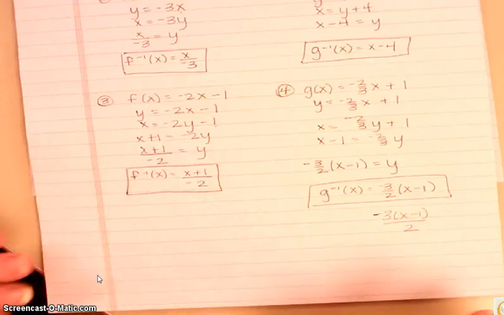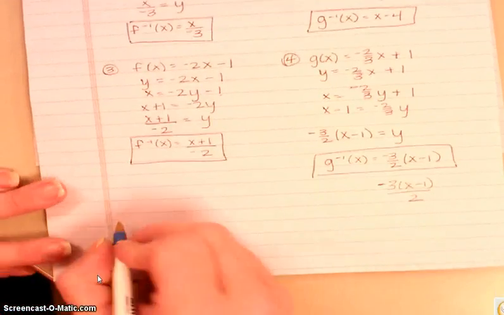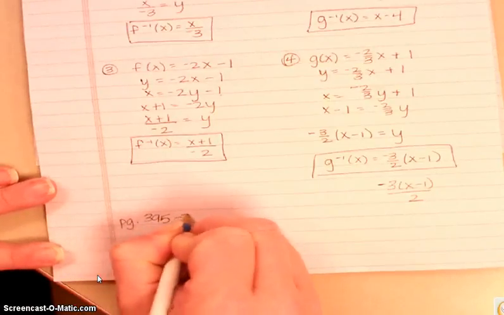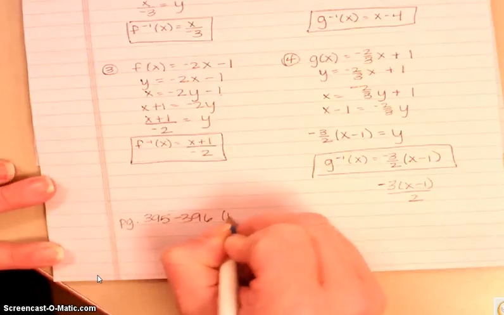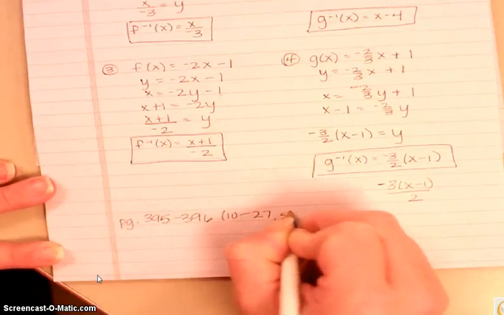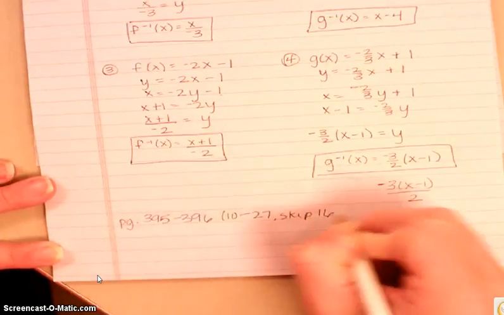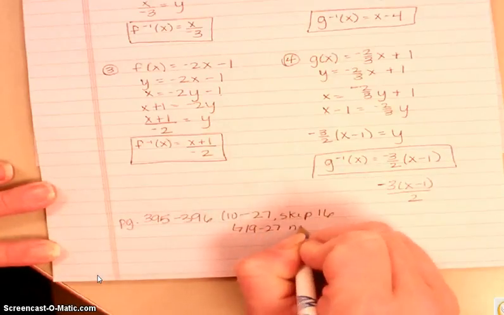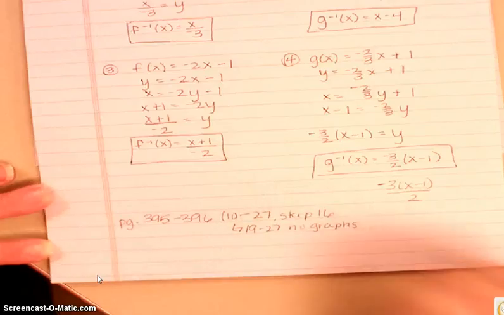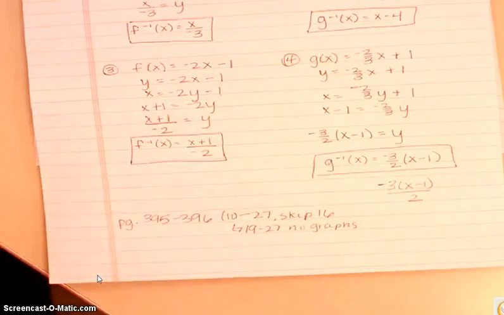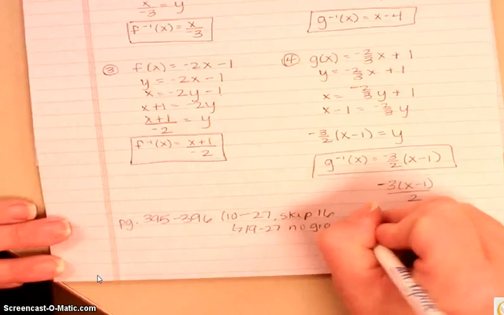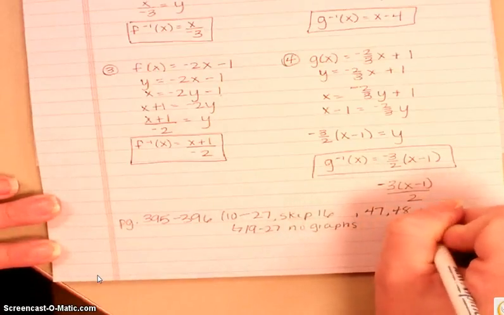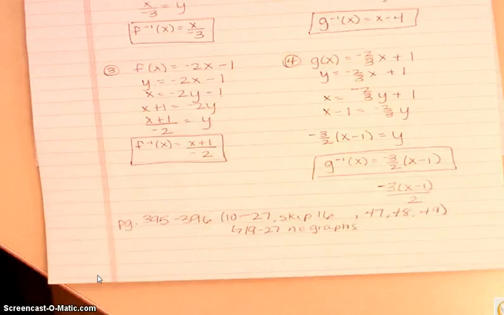So now your assignment, it's also written on the sideboard. It's going to be on pages 395 to 396, numbers 10 through 27, but skip number 16. And then for numbers 19 through 27, it's going to tell you to graph. Don't do it. We're not going to look at the graphs today. Okay, so ignore that direction for 19 through 27. And then, so you have 10 through 27, skip 16, and then 47, 48, 49. There you go. Have at it.